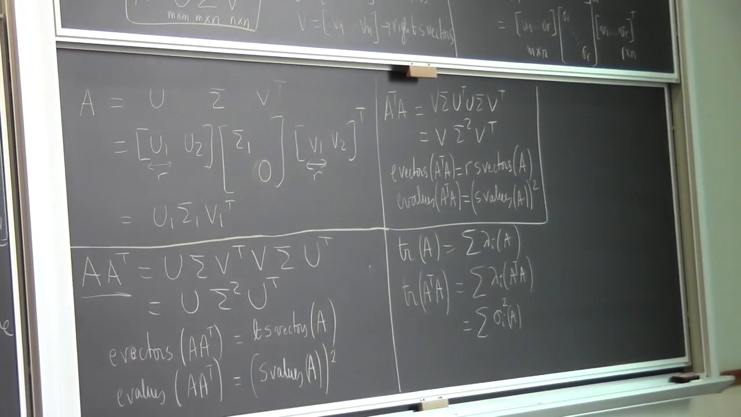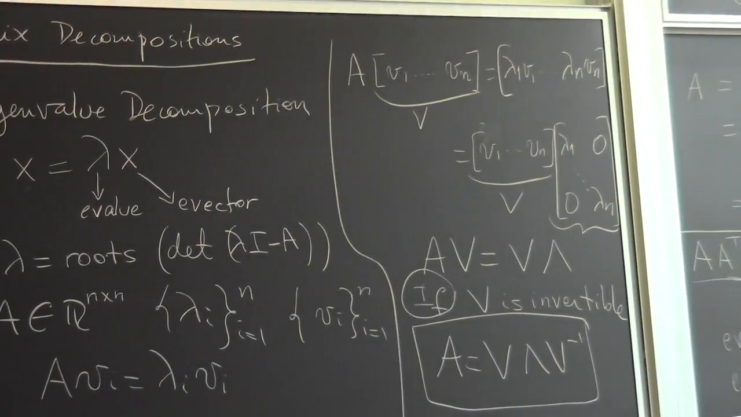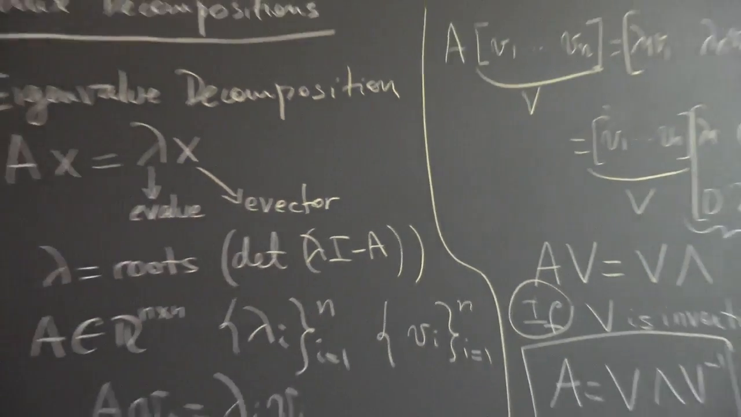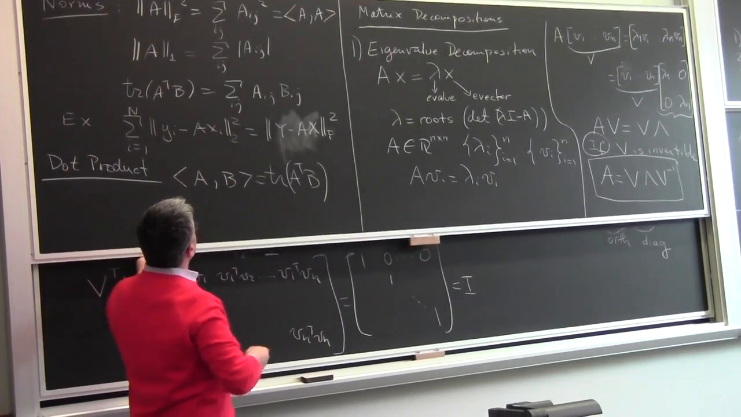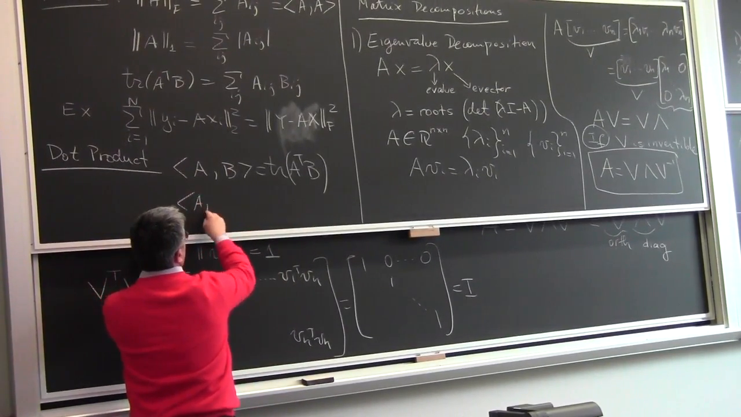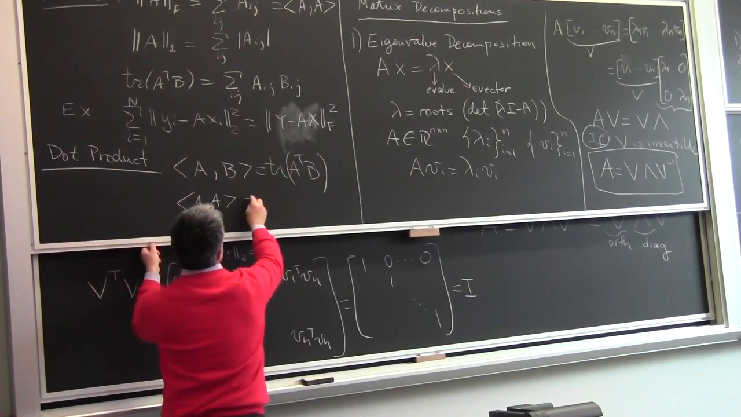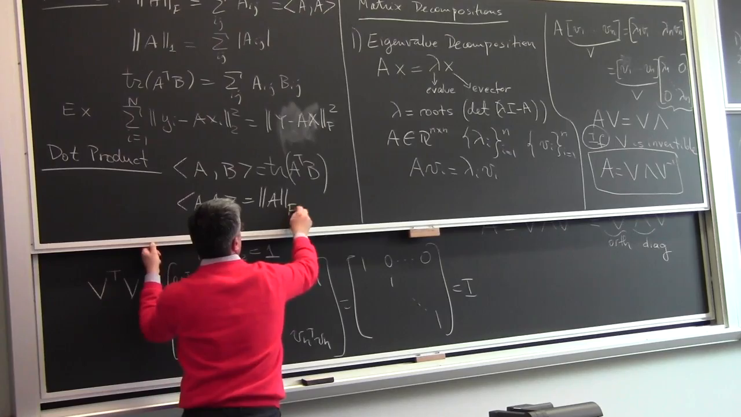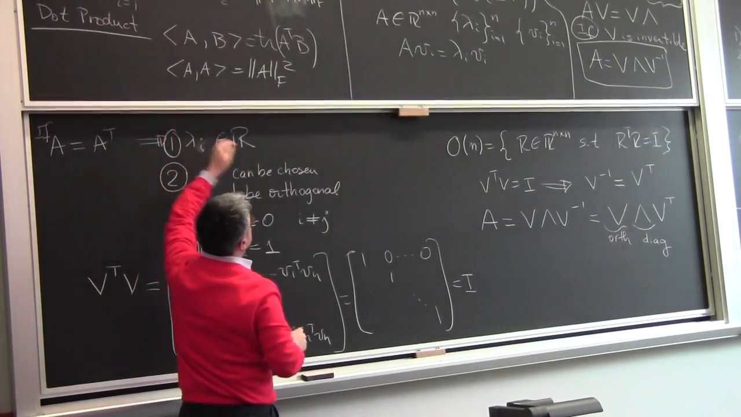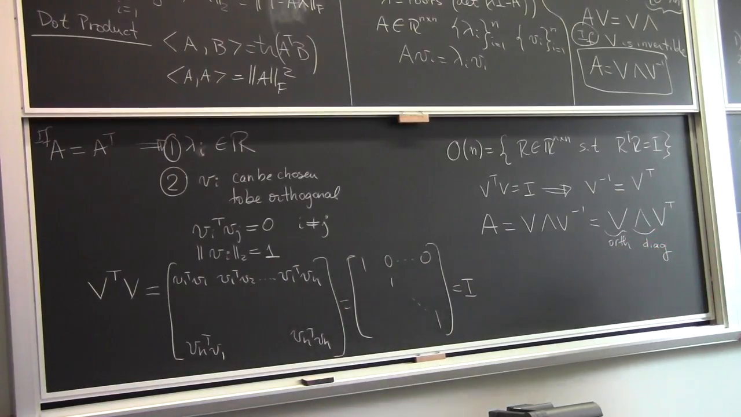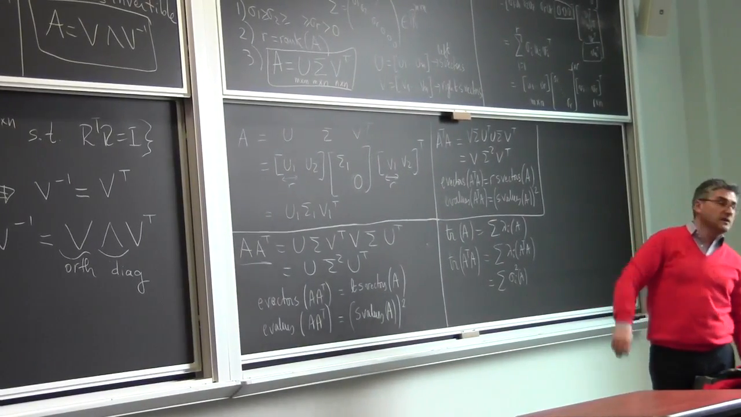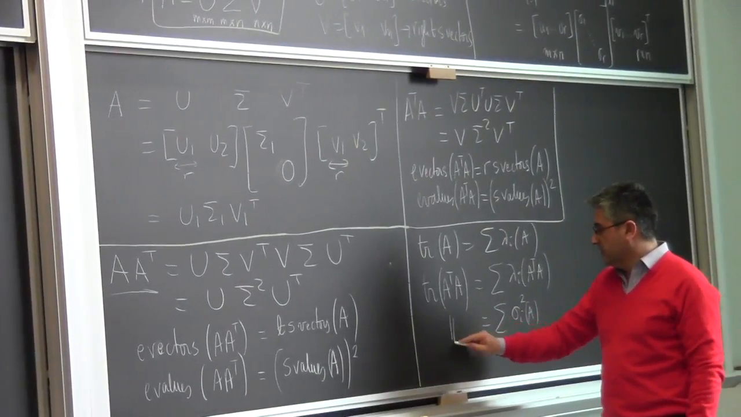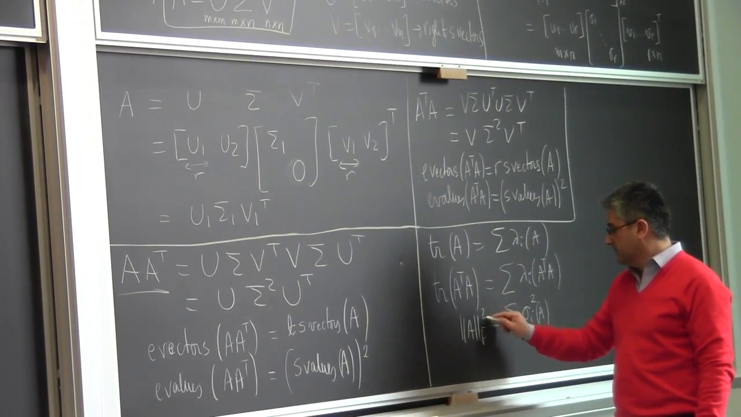Okay? The Frobenius norm of a matrix is the sum of the squares of the entries. That's the same thing as A with A. Right? And so by definition, the dot product of A with A is the same thing as the Frobenius norm squared. So look at what happened here. This is the trace of A transpose A. But what is the trace of A transpose A? It's also the Frobenius norm of the matrix. Okay?